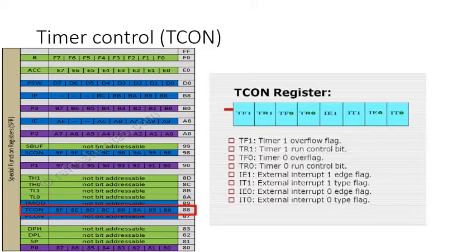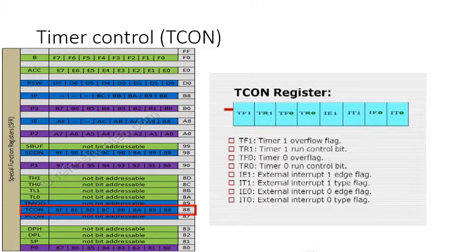TF1 and TF0 are timer flags that indicate an overflow condition in timer 1 and timer 0 respectively. When an overflow condition is reached, the value is changed from 0 to 1. TR0 and TR1 are used to start timer 0 and timer 1. When a value 1 is loaded into these bits, the timer starts counting from the value inside it.